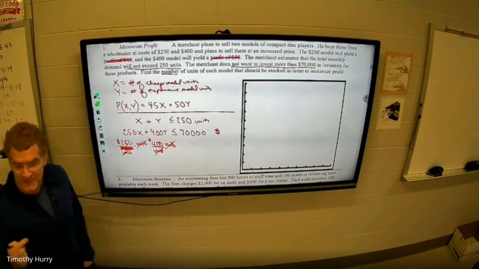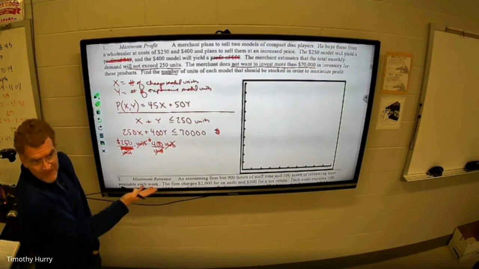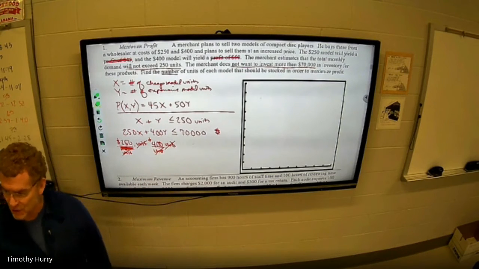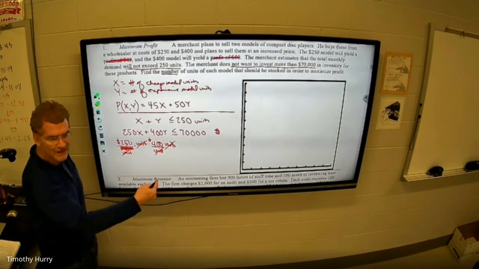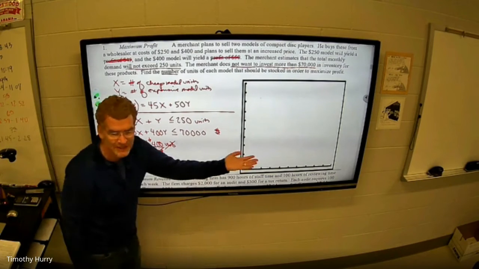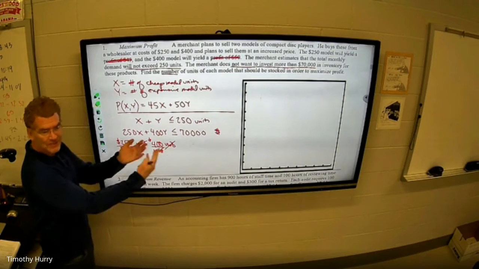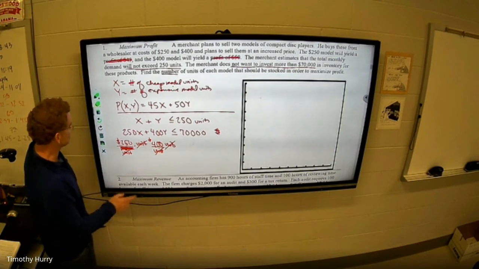A lot of times, when it's not obvious, don't forget to think about what you're writing, because the value on the left has to equal the value on the right. So the units have to match up. Okay? So anyway, for whatever that's worth.